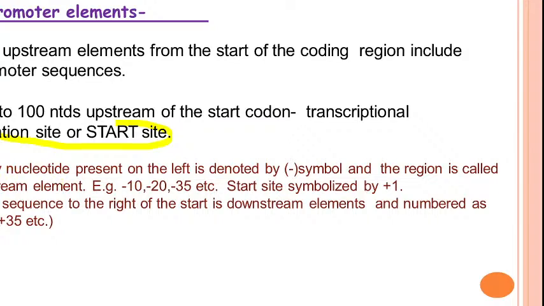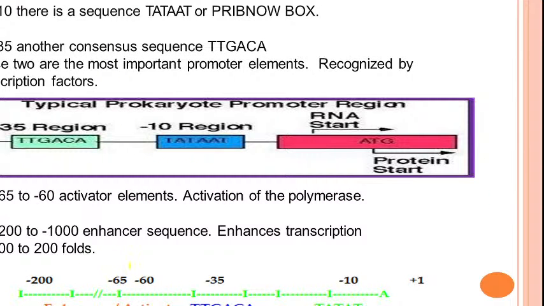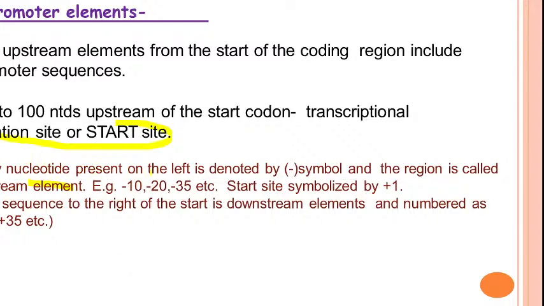Now any nucleotide present on the left is denoted by the minus symbol, and the region is called the upstream element. So we have the upstream element before the coding sequence, denoted by the minus sign. The start is symbolized by +1. Any sequence to the right of the start is known as the downstream element and is termed positive.